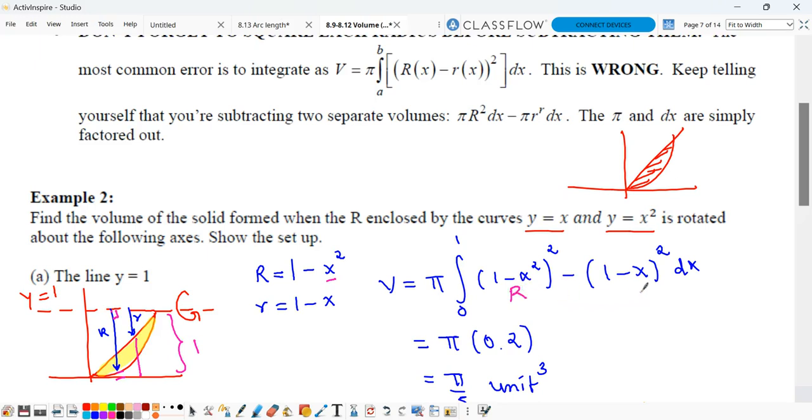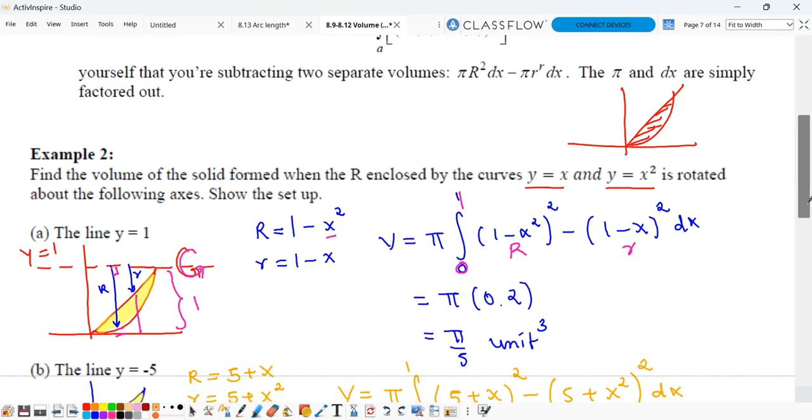Now everything else is the same as this: this is your big R, this is your small r, pi R squared minus pi r squared. Set up 0 to 1 because we are doing everything in terms of x. The axis of rotation and the radius are perpendicular to each other.